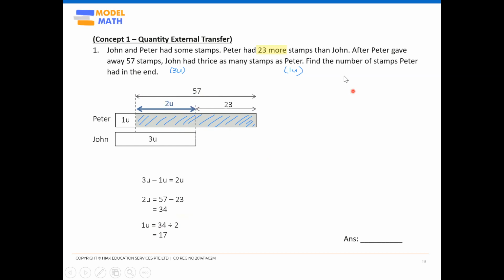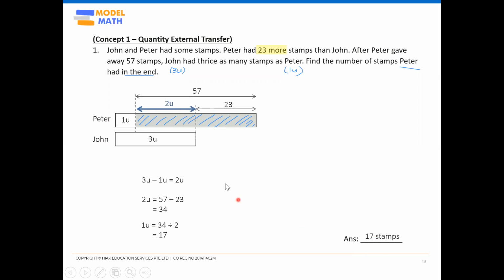Okay, now read the question. Every time you found 1 unit, always read back the question. You want Peter in the end. So ask yourself, where is Peter's model in the end? Is it the white color part or is it the whole thing? In the end means whatever is left without the shaded part. So whatever is left is the 1 unit, which means you already got your answer: 17 stamps in the end.